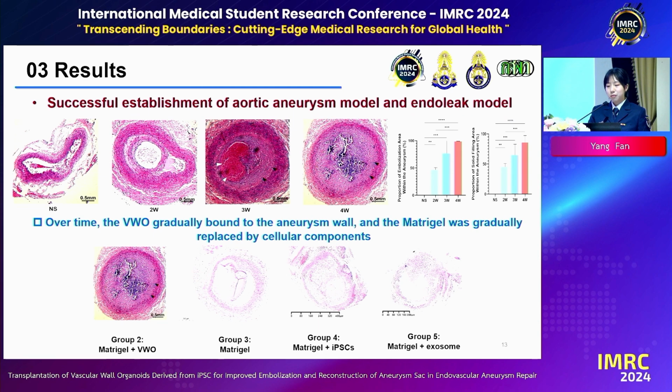We continuously monitor the filling status of the sac and the growth of the tissue within it. As for group 2, the VWO gradually integrated with the aneurysm wall, and Matrigel was gradually replaced by the cellular components. Compared with other control groups, Group 2 showed very good compatibility with the aneurysm wall, while the other control groups did not have such good integration and failed to support the treatment of aneurysms, which further reflects the promising future of VWO.